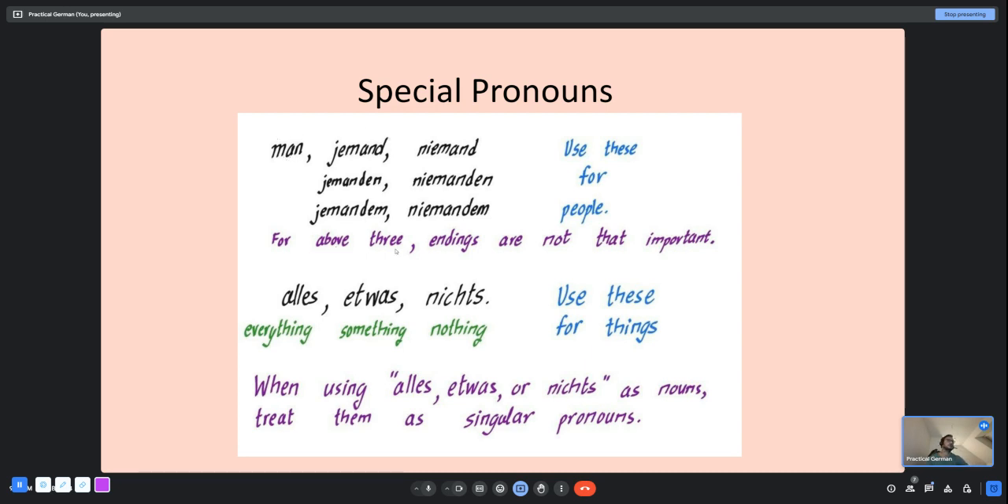So these are for people. You use these for people. Then you have, Jagdish, please read these three, the black ones. Ja, alles, etwas, nichts. So I think alles is everything, etwas is something, nichts is nothing. Sometimes we play games, you say, alles oder nichts, everything or nothing. You can remember alles oder nichts.